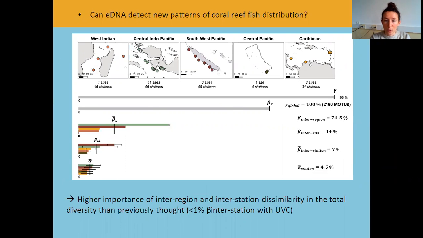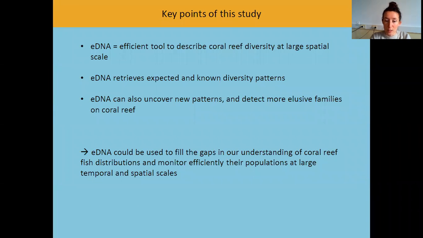eDNA also detects higher inter-station dissimilarity, 7%, than visual census, less than 1%, which is probably due to local environmental or habitat differences. To conclude, in this study, we show that eDNA is an efficient tool to describe diversity on coral reefs at large spatial scales. It can retrieve expected patterns and uncover new ones.